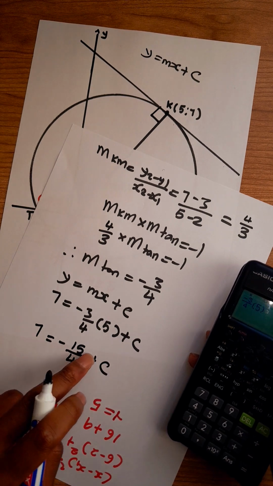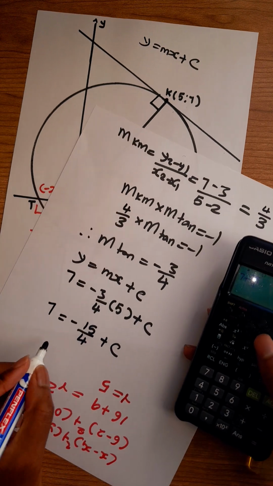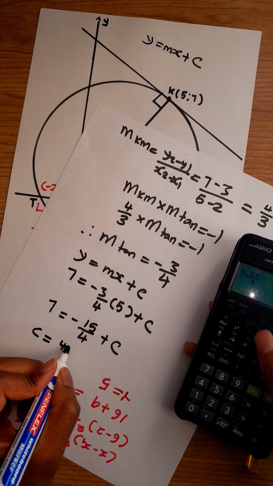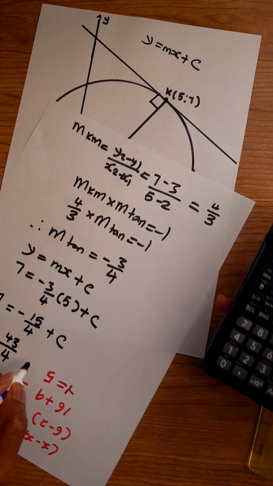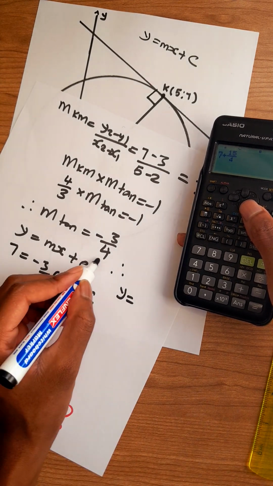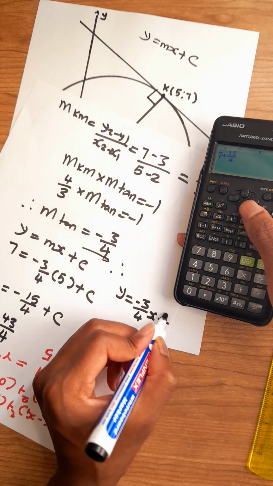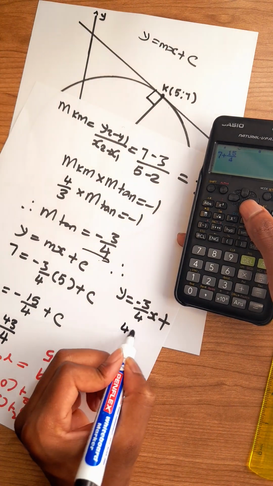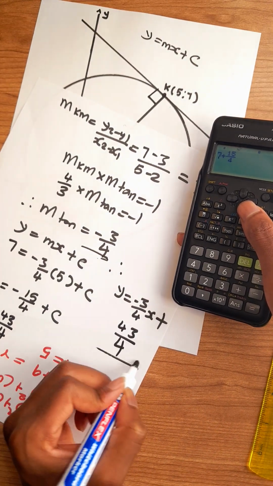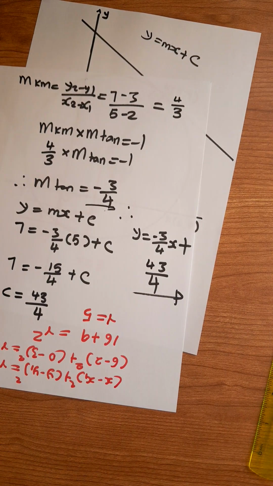So I'm just going to take this to the other side. I'm going to have 7 plus 15 divided by 4. So my c is actually going to be 43 divided by 4. Therefore, the equation is going to be y equals the gradient -3 divided by 4 x plus the value of c, 43 divided by 4. So this is how you actually answer this wonderful question.